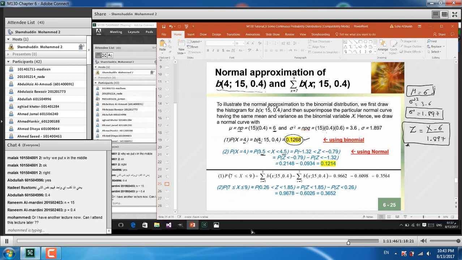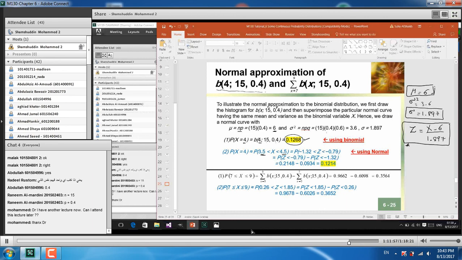So the probability of x equal to 4 is the probability between 3.5 and 4.5. Now change the x into z by subtracting 6, dividing by 1.897. This is the result that you are getting. Now this is the probability of z less than minus 0.79, minus the probability of z less than minus 1.32. The results from the table, and this is the result that we are getting here.